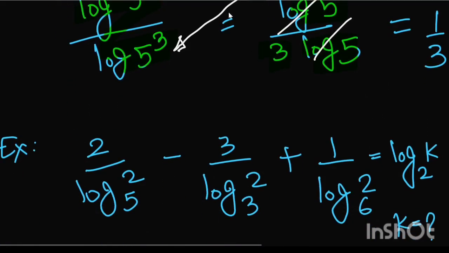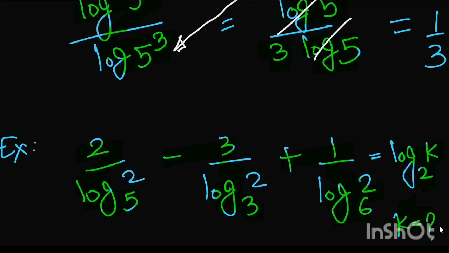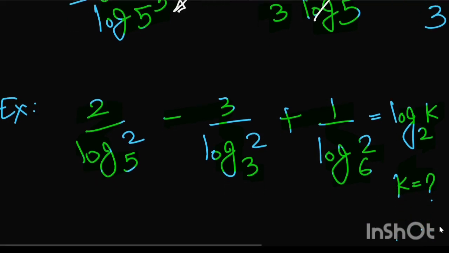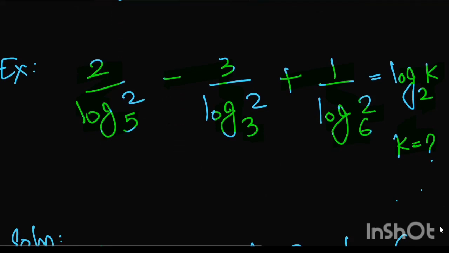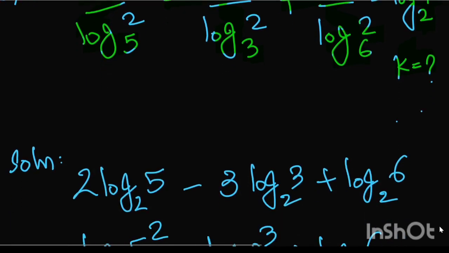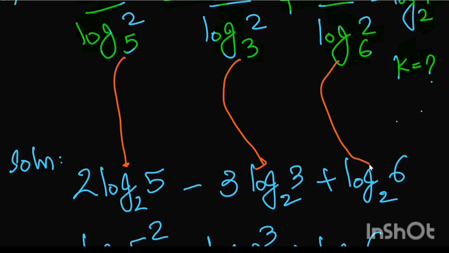Now let's take this example: 2 by log 2 base 5 minus 3 by log 2 base 3 plus 1 by log 2 base 6 is equal to log k base 2. What should be the approach? Yes, the hint: since this is in the denominator, the hint should be interchanging the base and the argument. We can write the log in the numerator like this. So 1 upon log 2 base 5 is log 5 base 2. Here also it is log 3 base 2. And similarly, this becomes log 6 base 2.